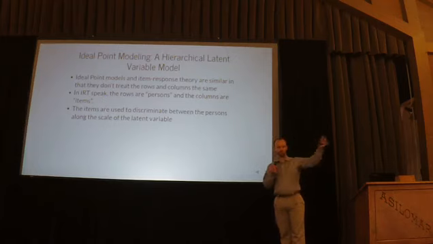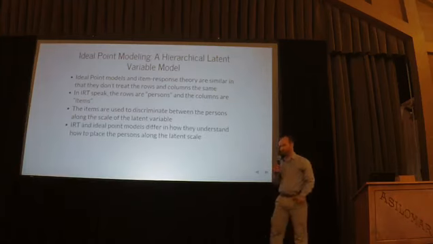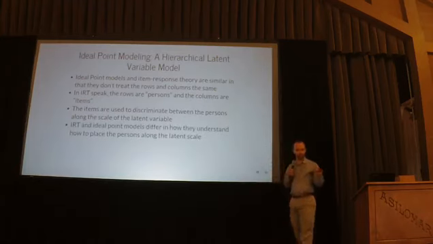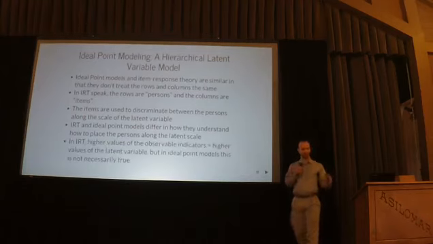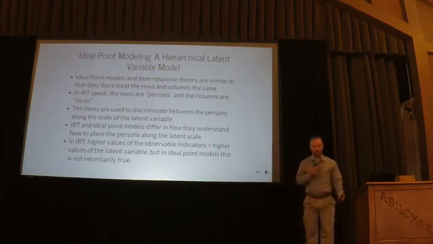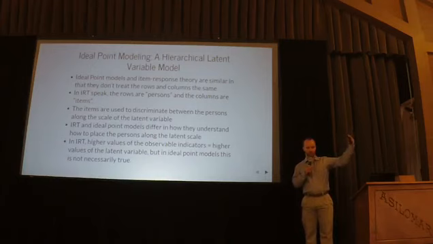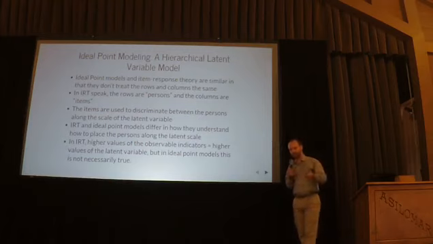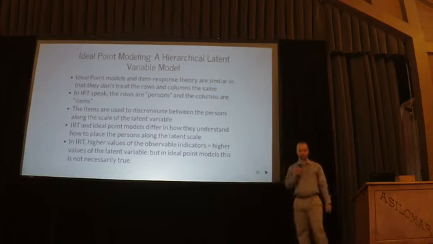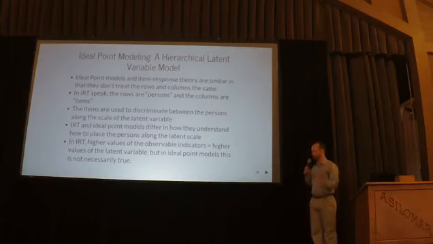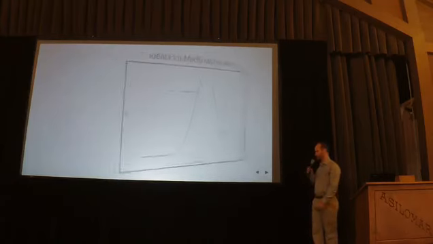The items are used to discriminate between different people who are taking the test, or along the latent scale. And the IRT and an ideal point model differ primarily in how they use the items to differentiate between people. The difference can be kind of abstract, but I'm going to try to make it really clear. In an IRT model, as the observable indicators increase, so as you do better on the test questions, the latent variable, your ability, also increases. In an ideal point model, it could be the opposite. As the observable indicators increase, the latent variable actually decreases. It's going to be conditional on each item or each column in the matrix. So that's the abstract explanation.